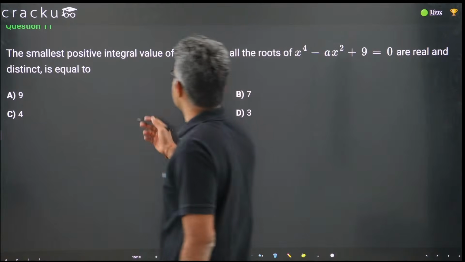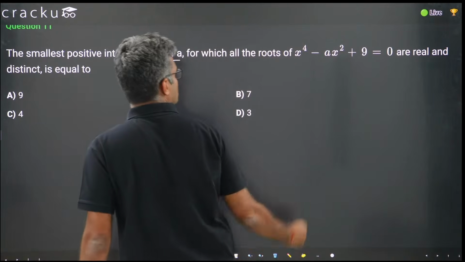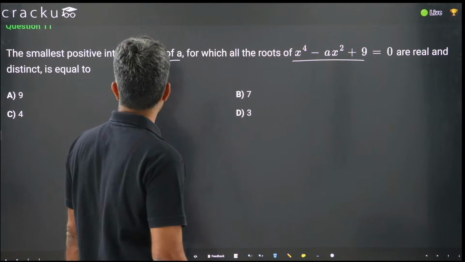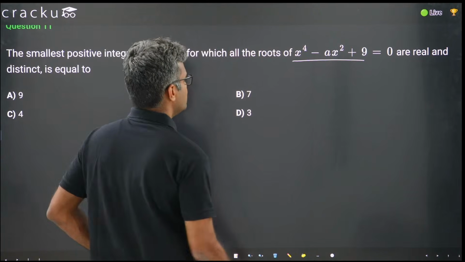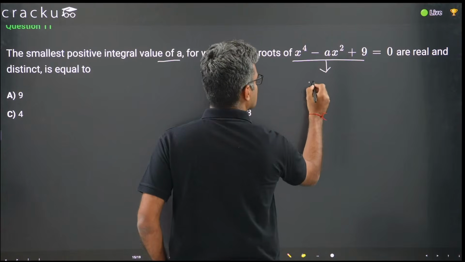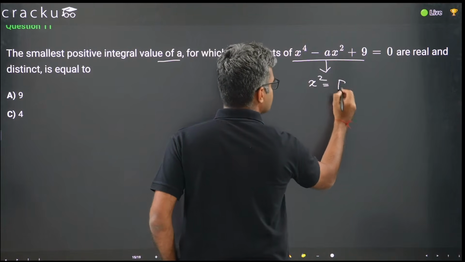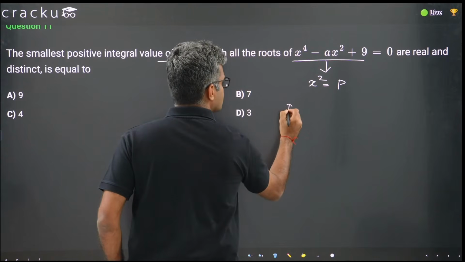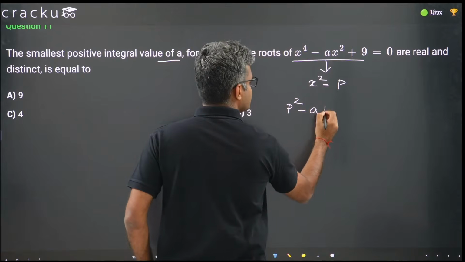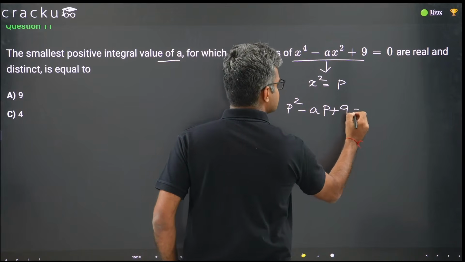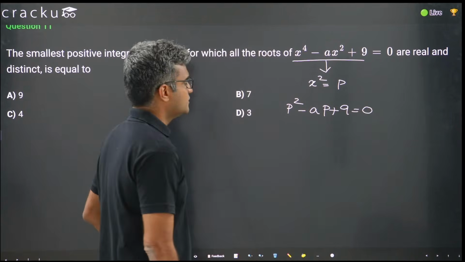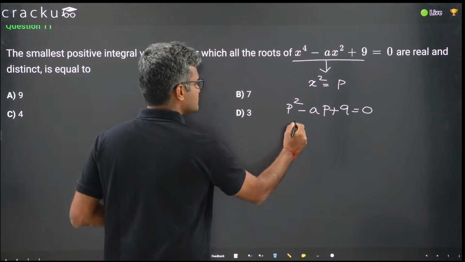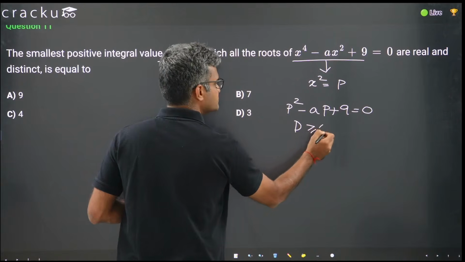Find the smallest positive integral value of a for which the roots of x to the power 4 minus a into x square plus 9 are real and distinct. So here if you assume that x square is equal to p, what does the quadratic equation look like? It is p square minus ap plus 9 is equal to 0. Now for the roots to be real, we want the discriminant of this quadratic equation to be greater than or equal to 0.